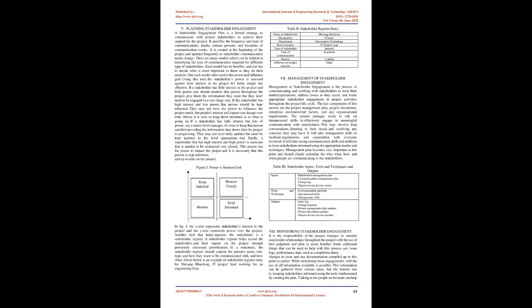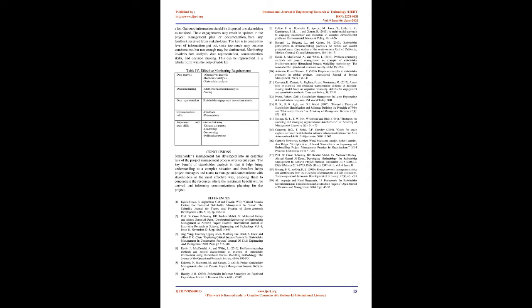7. Management of stakeholder engagement. Management of stakeholder engagement is the process of communicating and working with stakeholders to meet their needs and expectations, address issues as they occur, and foster appropriate stakeholder engagement in project activities throughout the project life cycle. The key components of this section are the project management plan, project documents, enterprise environmental factors, and any organizational requirements.